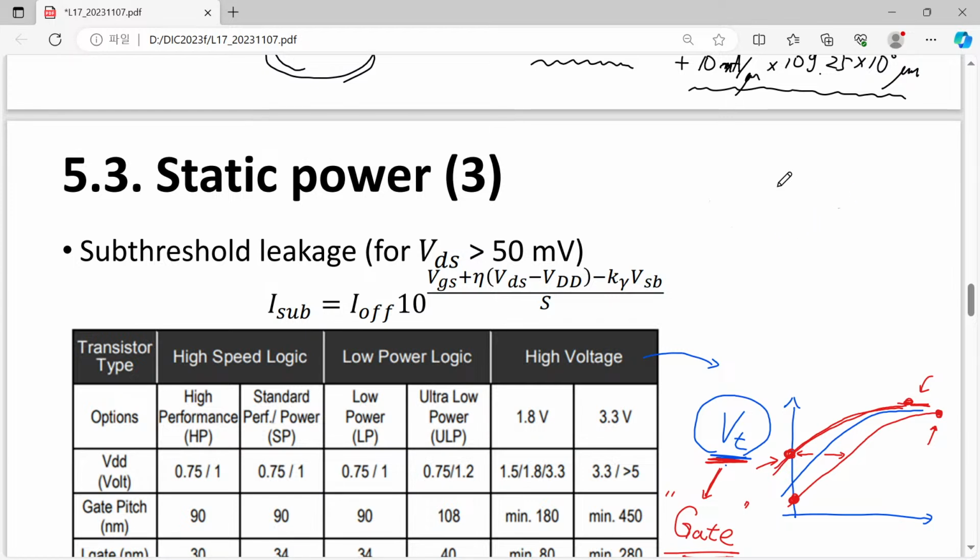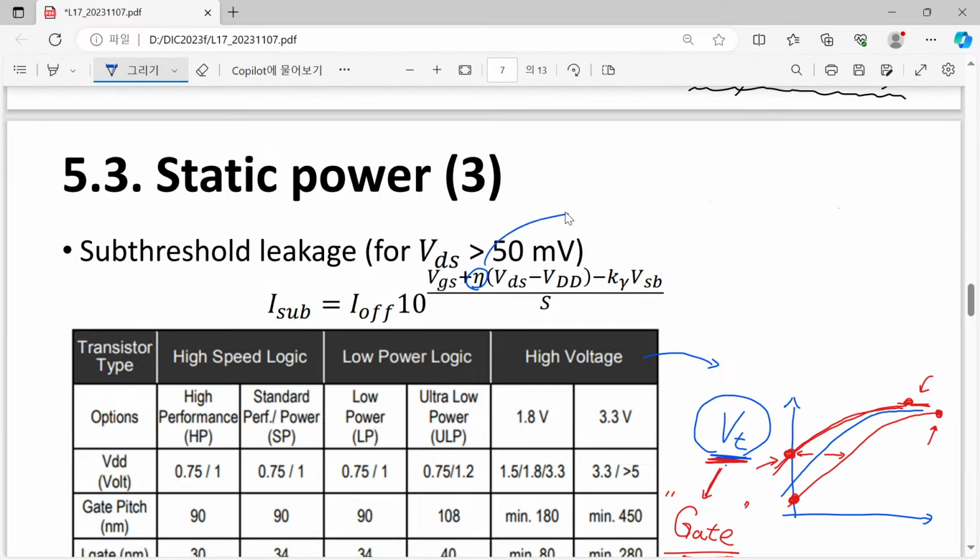Please note that this eta and k are values much smaller than 1 and they have positive values.